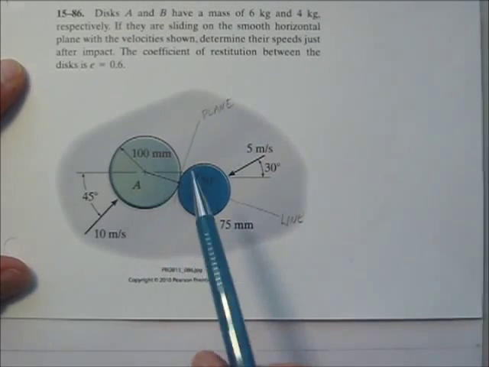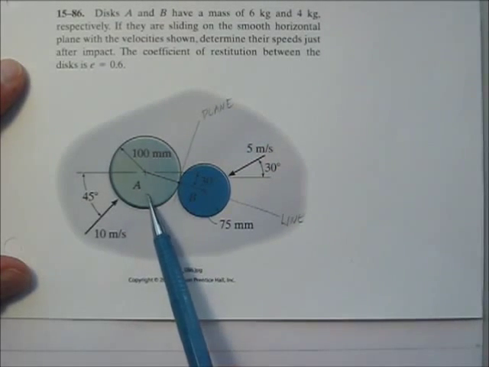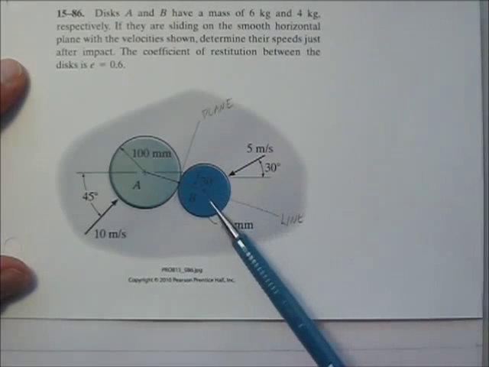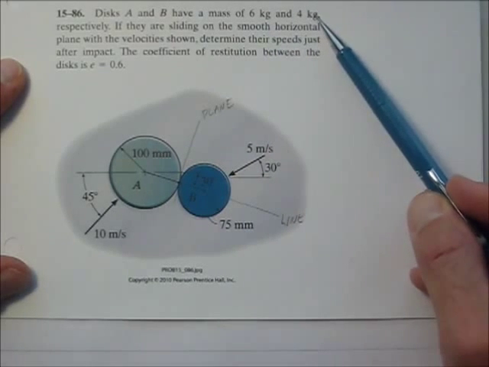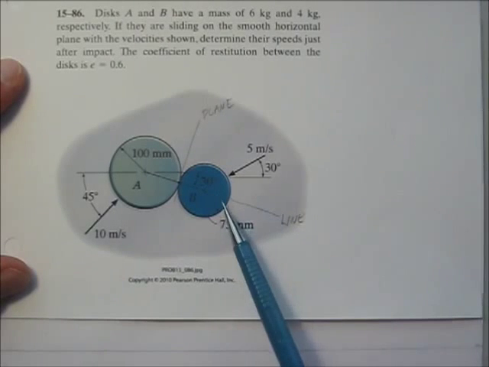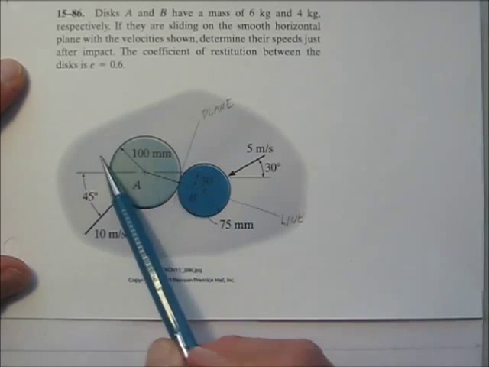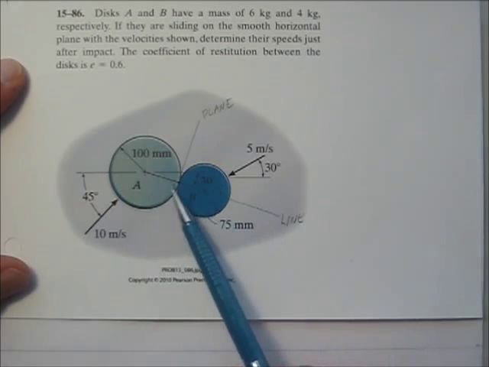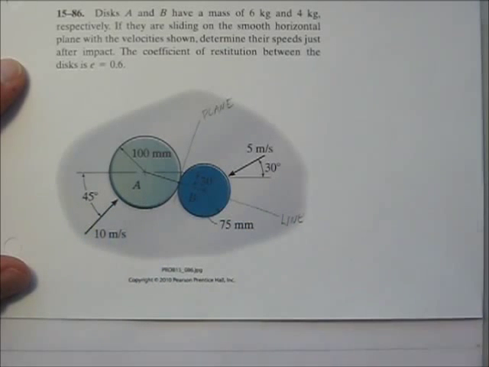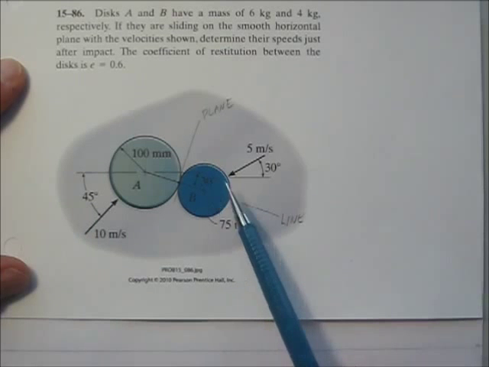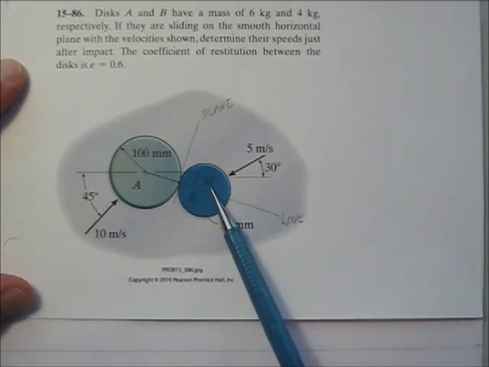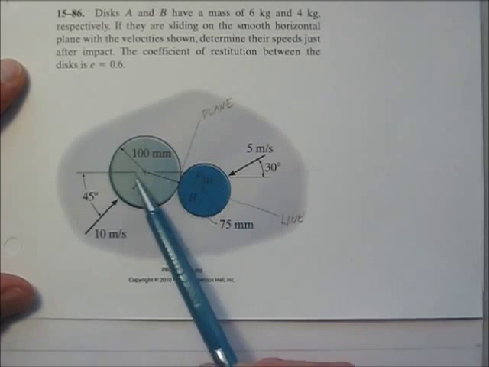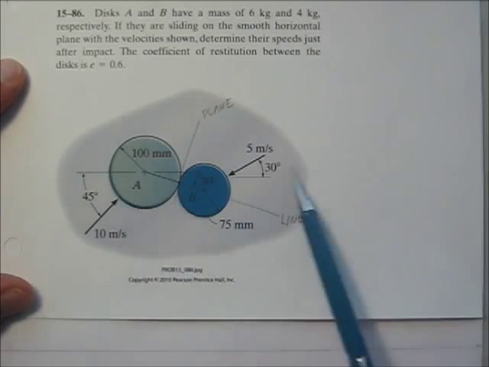All right, we can see that this guy here has a mass of 6 kilograms. This one here has a mass of 4 kilograms, and they are approaching each other at this angle of 30 degrees relative to some reference line. I guess this could be the x-axis or something like that. But anyway, I don't know if you can see that in the video, but that's a 30-degree angle here that the line of impact makes with the reference line.